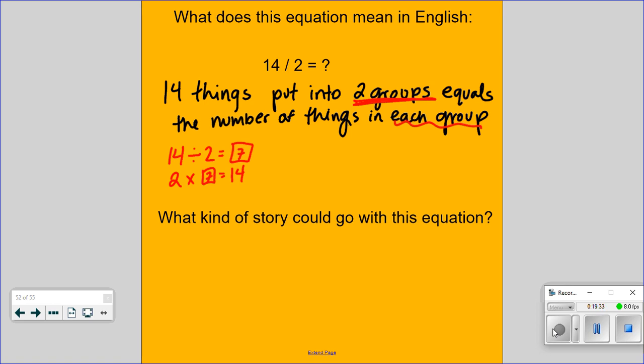Harper, you want to give it a go? Toto has 14 bones. He digs 2 holes to put his bones in. How many bones are in each hole? Love that. Toto has 14 bones. Her groups, her 2 groups, are her 2 holes. She's putting bones in those holes. How many bones are in each hole? Vic, you want to give it a shot? Yeah. Go for it.